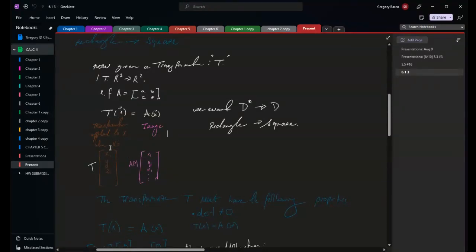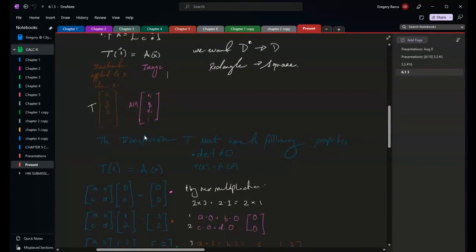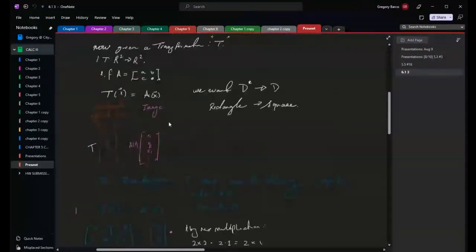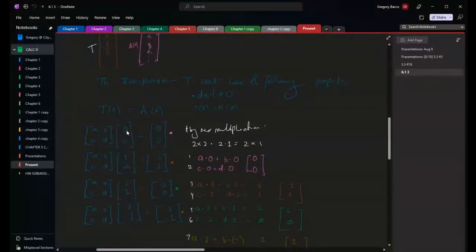Here's the transformation that we're going to apply to the points that we have, and A would be a matrix applied to the same vector, and they should be equal. So the transformation T must have the following properties: the determinant must not be equal to zero, and T of X must equal A of X. A of X would look something like this, where X would be each point that we have been given within D star. And so taking AX of D star, all the coordinates would be listed here.